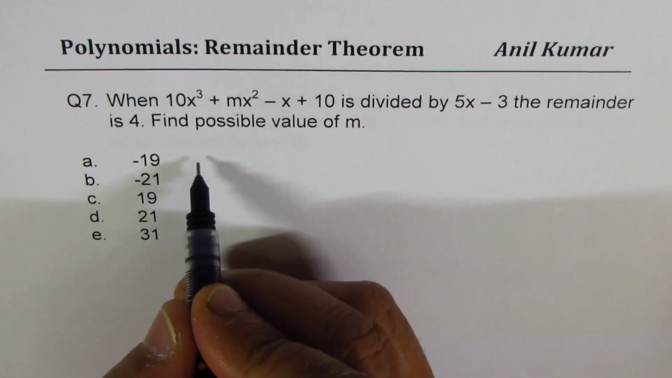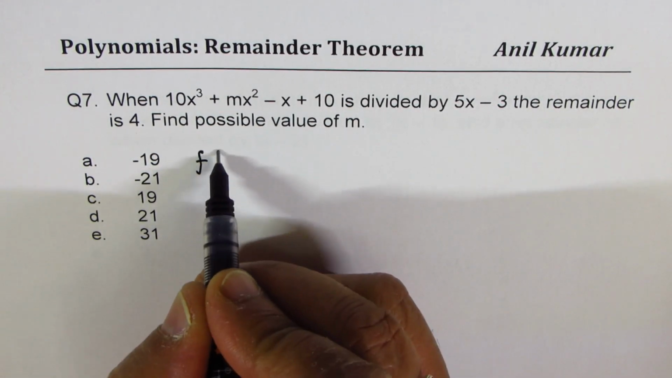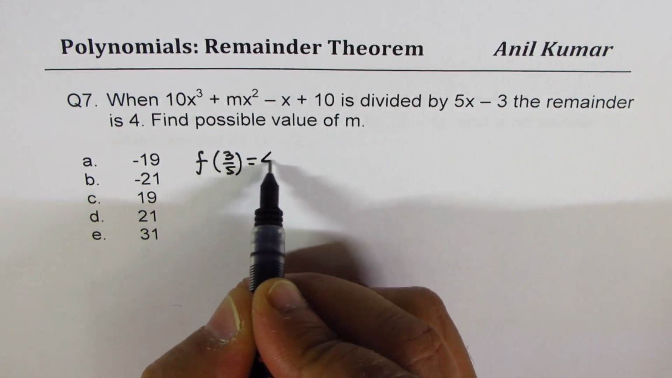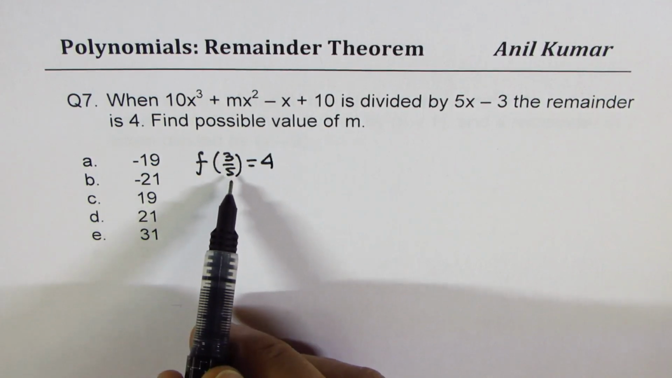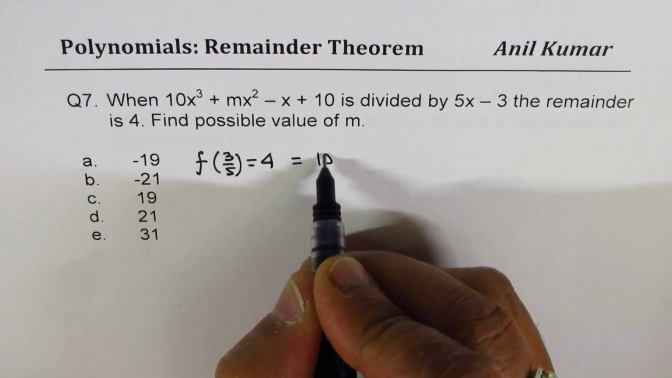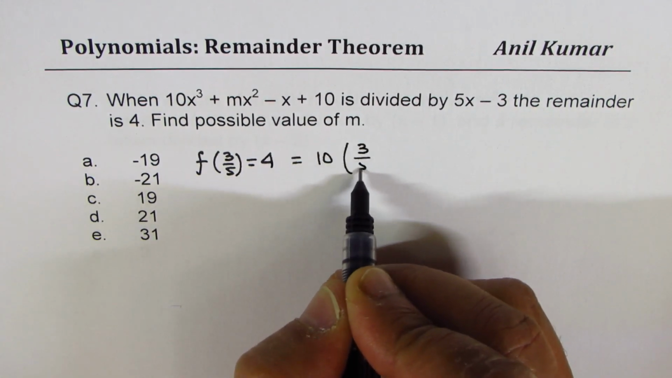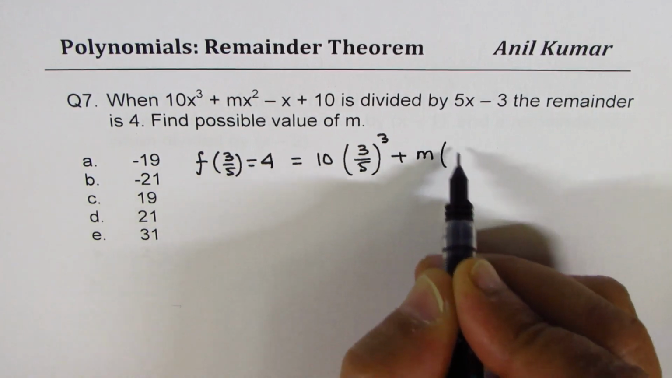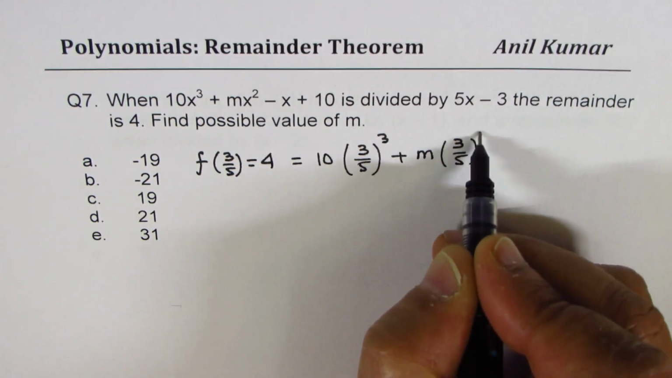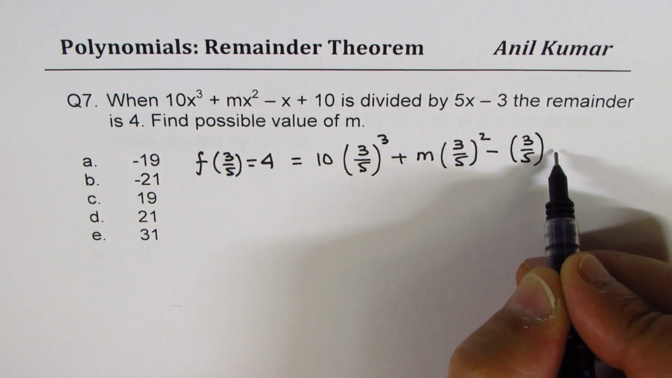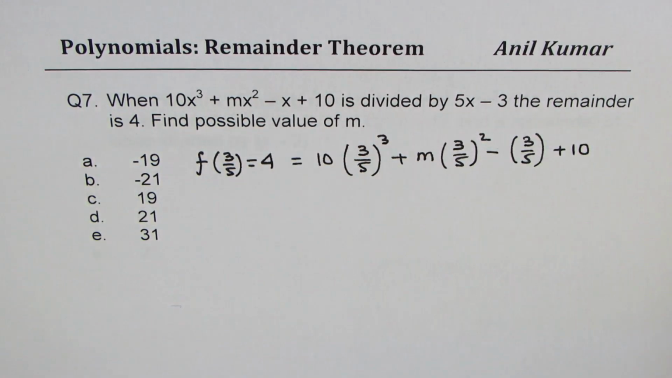So basically, we are trying to say that f(3/5) is equal to 4. So let us substitute 3/5 for x. So 4 equals 10 times (3/5)³ + m times (3/5)² − 3/5 + 10. So that is what we have.